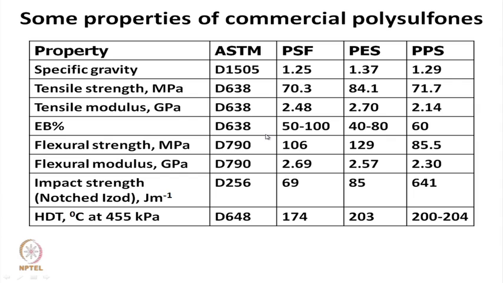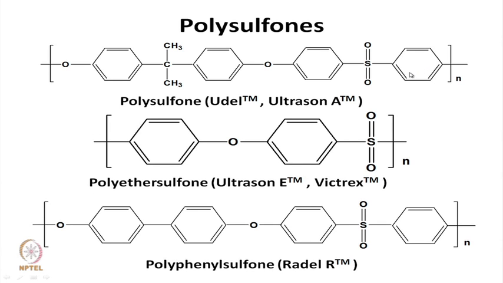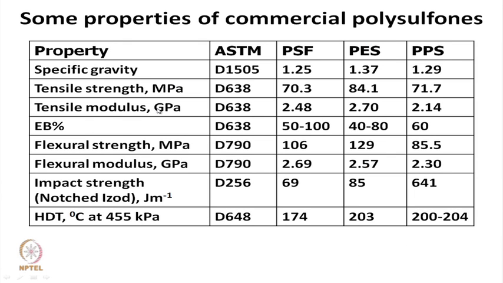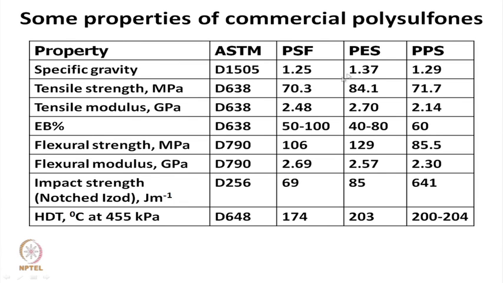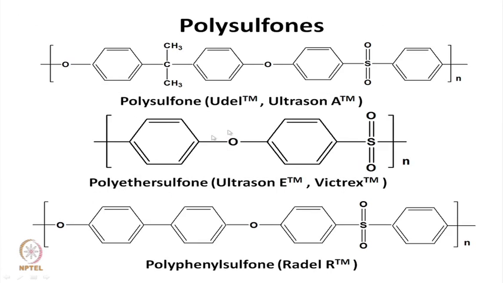Now, let us look into a comparative situation of these comparative properties of different polysulfones. One is PSF, one is PES, and another is PPS. PSF is polysulfone, PES is polyether sulfone, and PPS is polyphenyl sulfone.